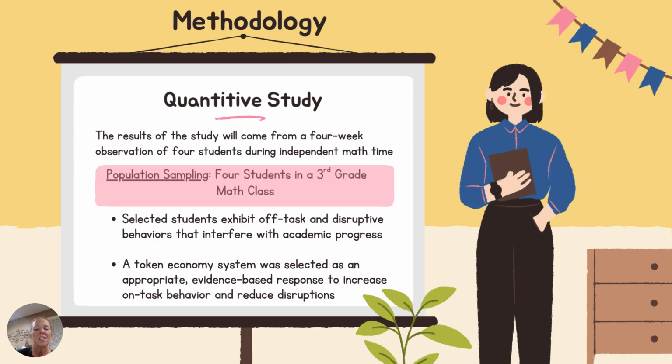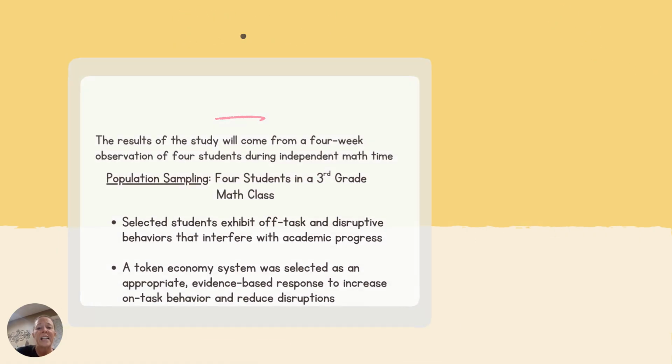So the results of this study will come from a 4-week observation while they are using the token economy system with the 4 students during their independent math time. And the selected students, like I said before, exhibit off-task and disruptive behaviors, and it interferes with their academic progress. I believe that the token economy system I'm selecting is appropriate, it's evidence-based, and it will increase their on-task behavior and reduce their disruptions in the classroom.